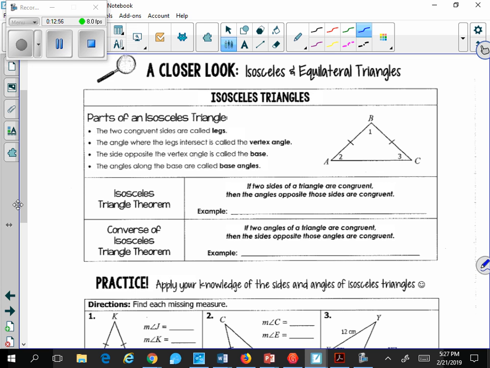So the first thing we've got here is talking about isosceles. So, parts of an isosceles triangle. The two congruent sides are called the legs. So I'm going to actually label right here. This guy right here is a leg, and that right there is a leg. The angle where the legs intersect is called the vertex angle. So in this case, angle 1 is my vertex.